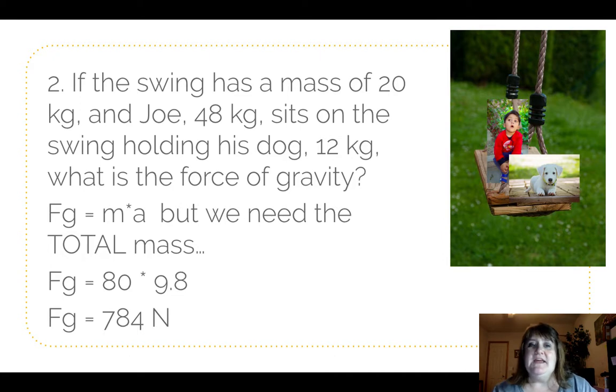So, playing pretend, if the swing has a mass of 20 and Joey, a little boy, is 48 kilograms, sits on the swing, and holds his dog that is 12 kilograms, what is the force of gravity? Well, Fg is still equal to mass times acceleration, but now we need the total mass, so you just add them all up. 20, 48, and 12 is equal to 80, so the force of gravity is 80 times 9.8, which is 784 newtons.